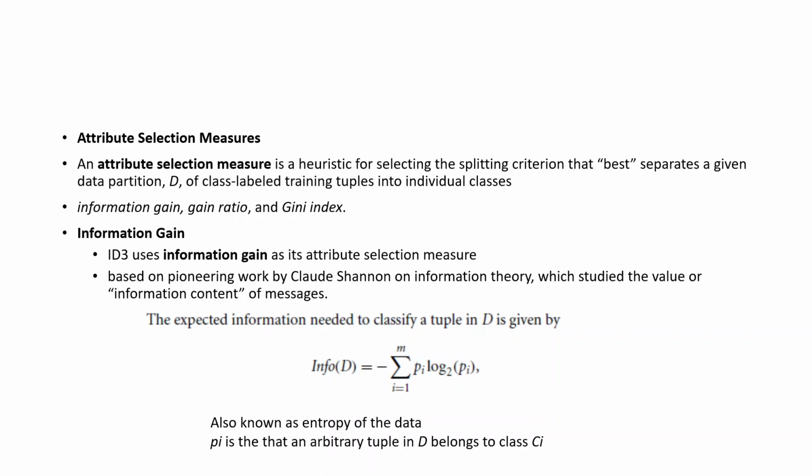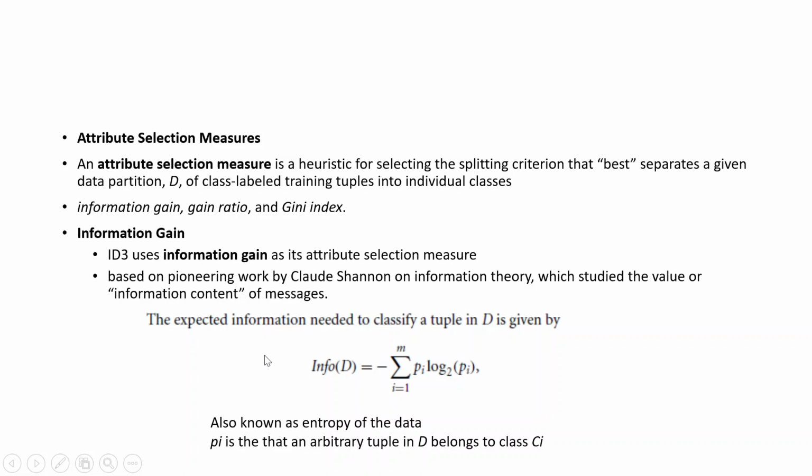Okay, so ID3 is our basic algorithm for generating decision trees, and it uses information gain. It is based on information theory, whose pioneering work was done by Claude Shannon. You must have come across Shannon's theorem also. So this information gain is based on information theory.